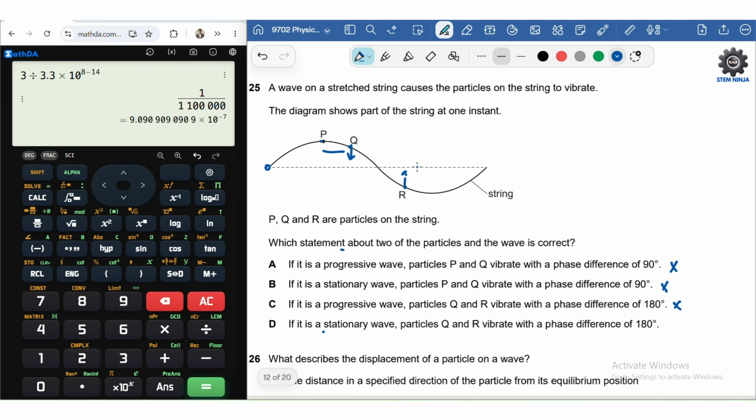And in stationary waves, particles in between two nodes vibrate in phase with each other and out of phase with the adjacent node pair particles. So D.